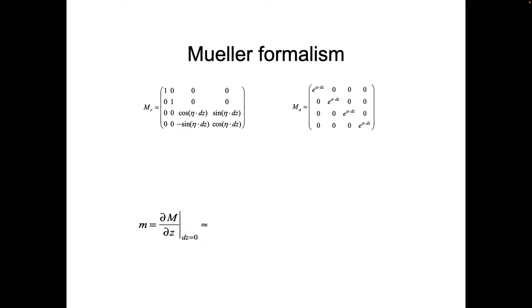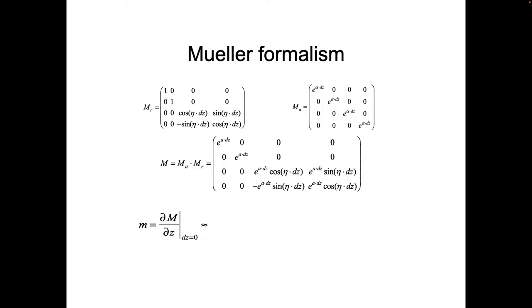If you turn that into a differential matrix, it looks like this. Actually, if you take the product of these two, then you calculate the product matrix, and then you look at the differential matrix, and it looks like this. And what is now the beauty of this matrix? It shows you alpha on the diagonal, which is my attenuation, and it shows my eta on these off-diagonal elements expressing the birefringence. So this differential Müller matrix is very useful to extract the parameters.